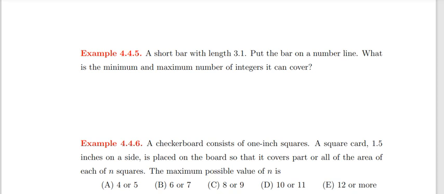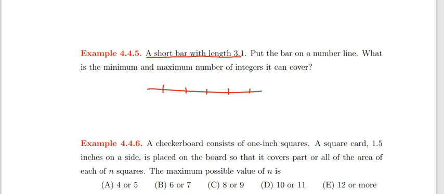So for this problem, it says we have a short bar with length 3.1. So we put this bar on a number line. So here 1, 2, 3, 4, like that. Okay. So we want to find the maximum or minimum number of integers it can cover.